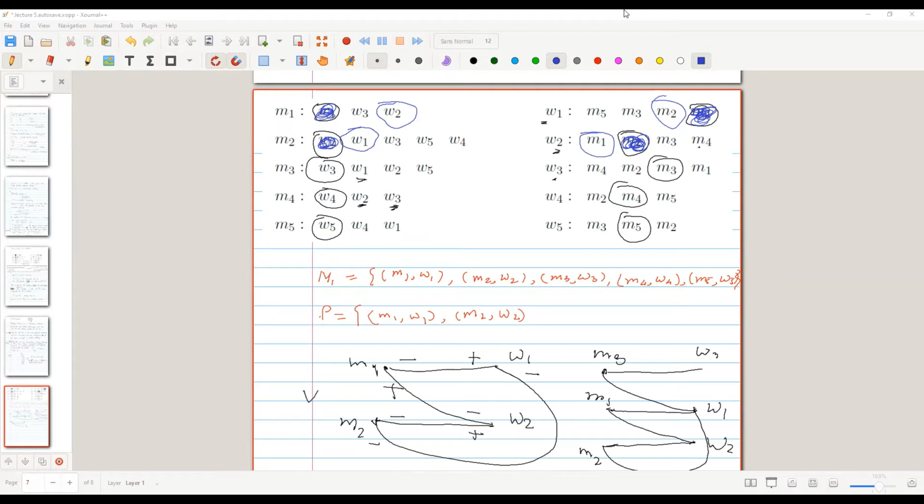So let's look at W3. On the preference list of W3, M2 is higher than W3's current partner. Maybe I should write it down somewhere. Just one moment.